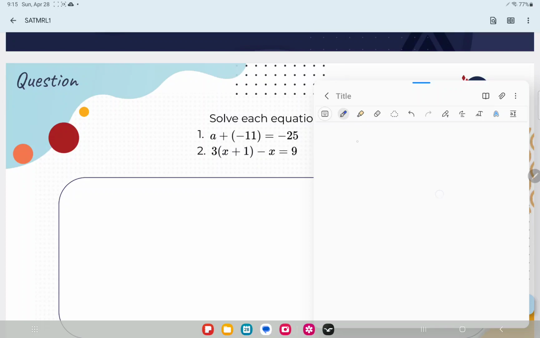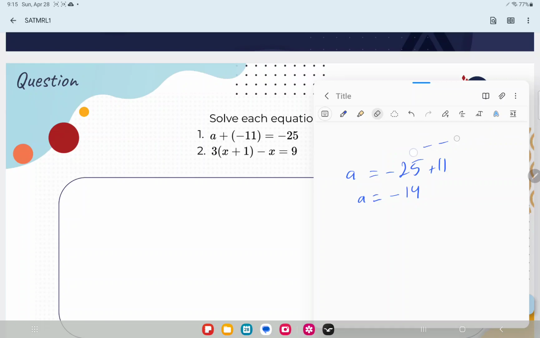So we're gonna go over here. 1 plus minus 11 is equals to minus 25. So a is equals to minus 25 plus 11. A is equals to minus 14 over here. So I'm gonna be moving this one, minus 11, from here to here. So minus 11 goes over there and becomes plus 11.